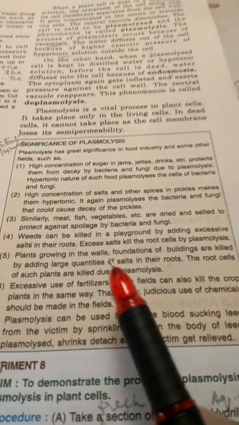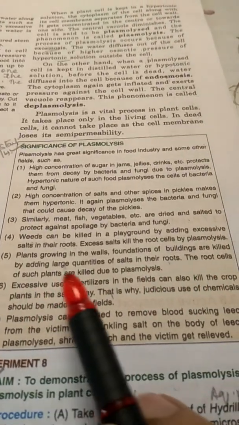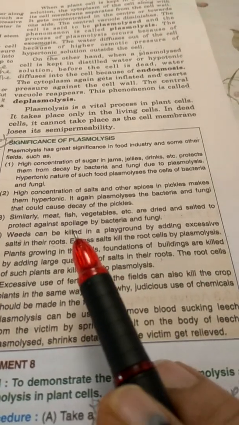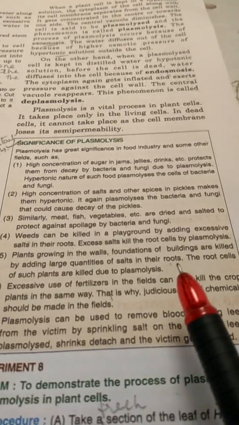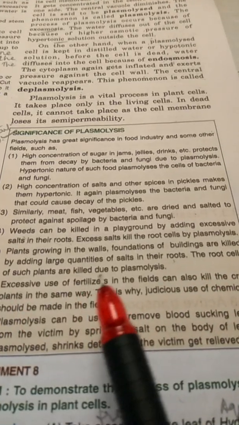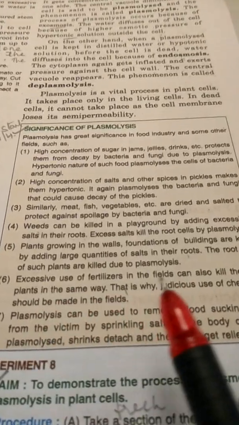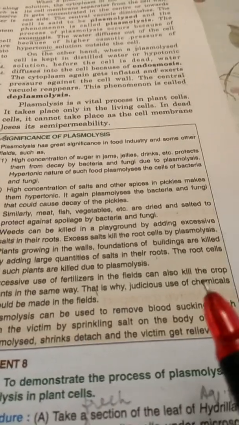Plants growing in the walls and foundations of buildings are killed by adding a large quantity of salt in their roots. It's the same case as we have done in weeds. The root cells of such plants are killed due to plasmolysis. Excessive use of fertilizer in the fields can also kill the crop plants in the same way.